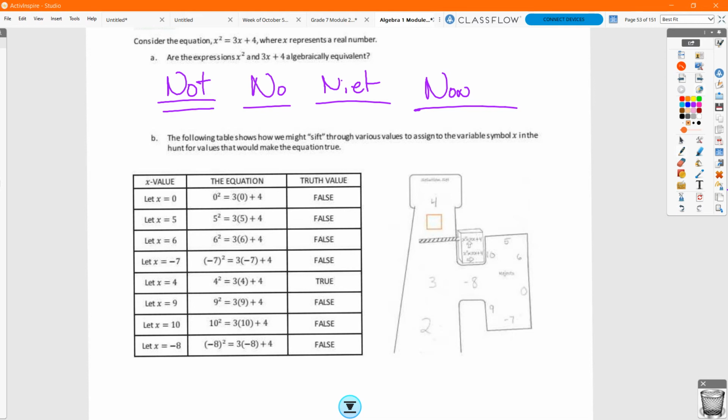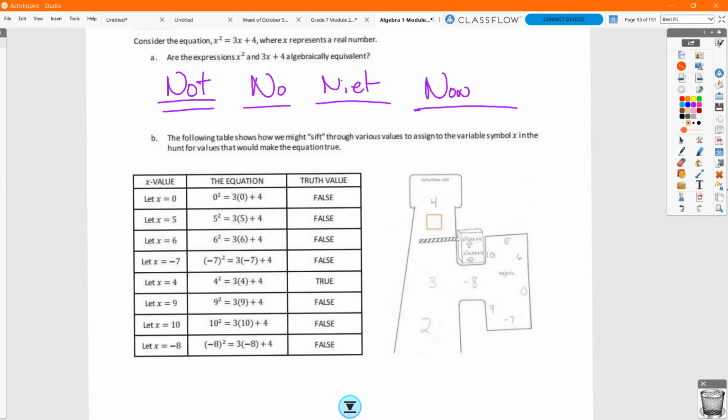Now, we can prove this by looking at the following table. The following table shows how we might sift through various values to assign to the variable x in the hunt for values that would make the equation true. For something to be algebraically equivalent, it has to be true for every number we place into it. So let's start off with 0. We say 0 squared is 0 equals 3 times 0, which is 0, plus 4. So does 0 equal 4? No, it does not.